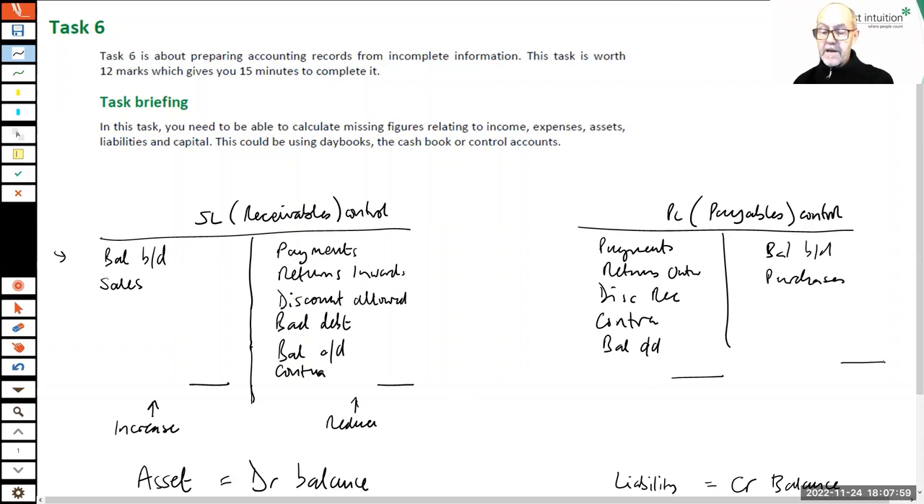And again, the difference between the two, one of these figures will be the missing figure that we are looking for. Whatever it takes to make it balance is the one we put in. So it's the same process, but this time the debits all reduce and the credits all increase. And we will have a go at a task of doing this in a minute.